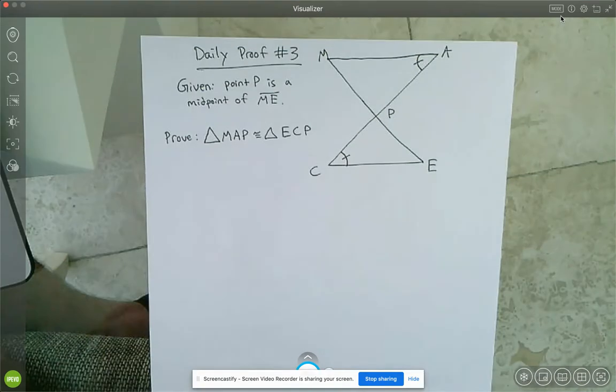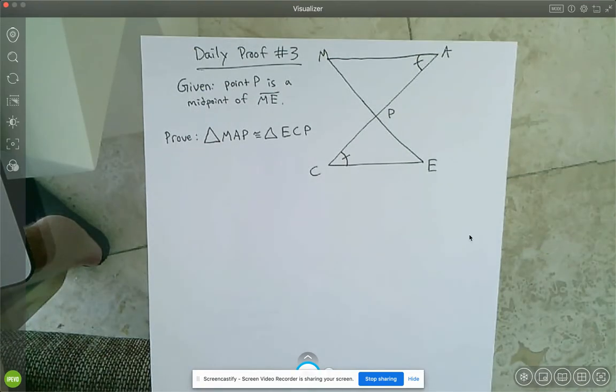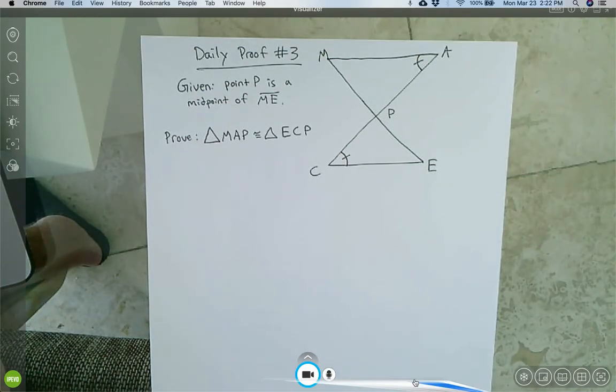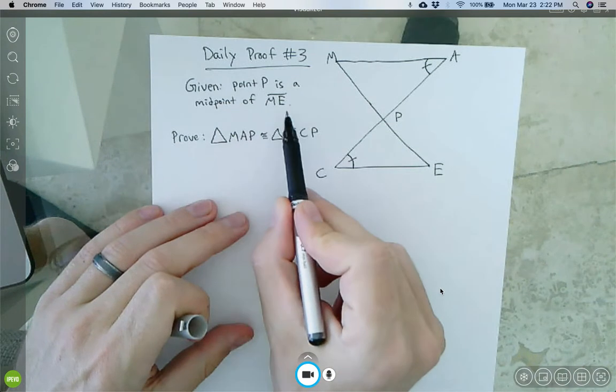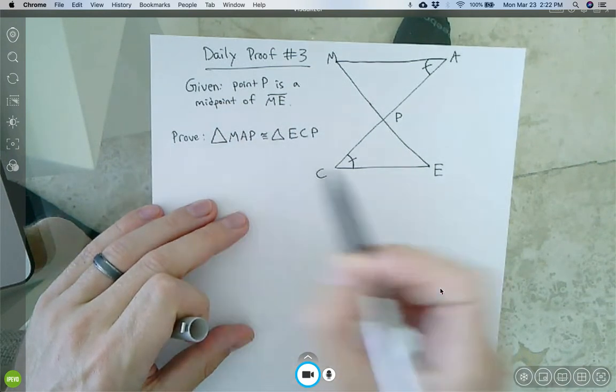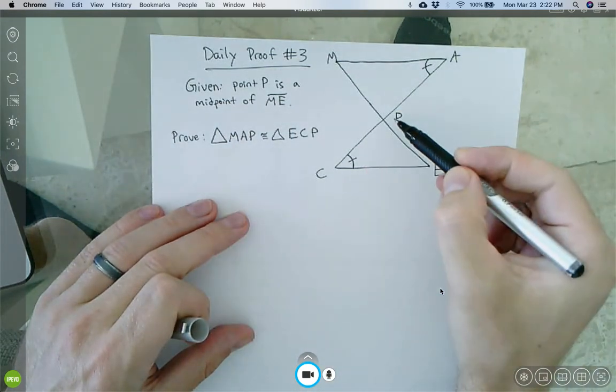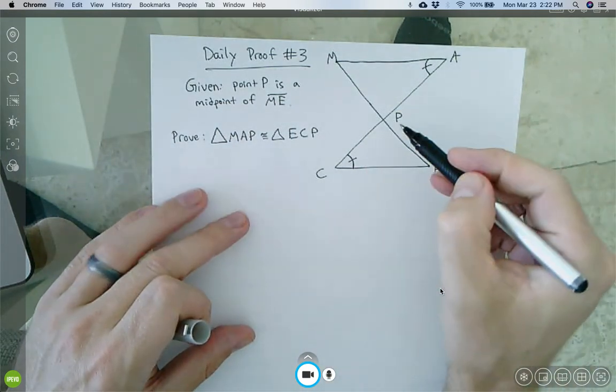Hello, everybody. In this video, we are going to rock this daily proof number 3. Now, I want to read my givens. Point P is a midpoint of ME, and we're trying to prove the triangle MAP is congruent to triangle ECP.